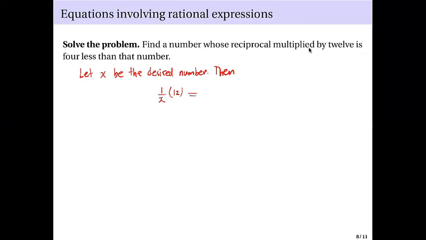This is, the reciprocal multiplied by 12 is 4 less than that number. So you have your x and then you subtract 4. So 4 less than that number. Okay? So the reciprocal multiplied by 12 is 4 less than the number. Did we interpret it correctly?